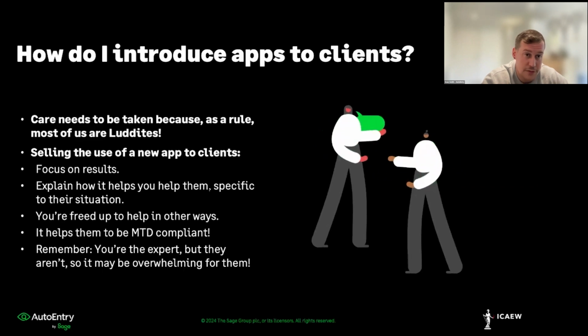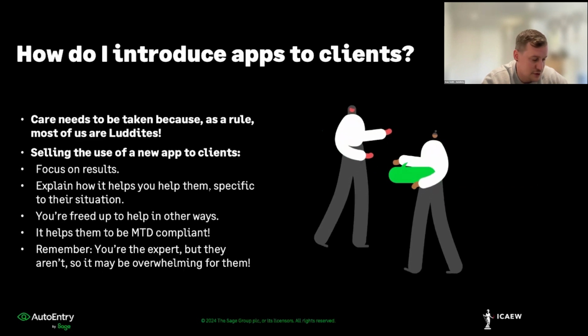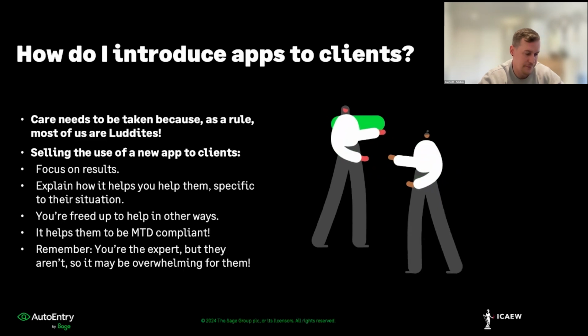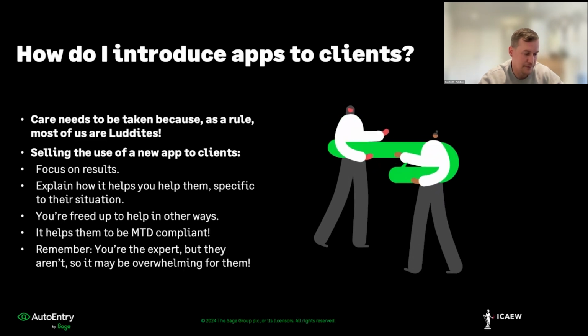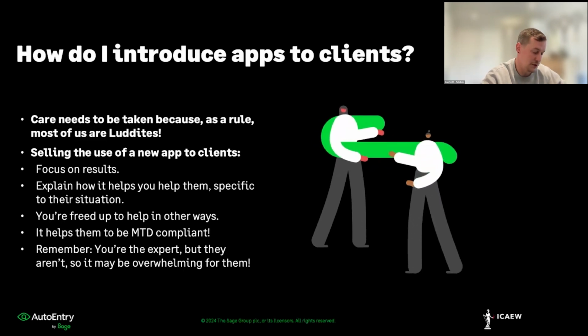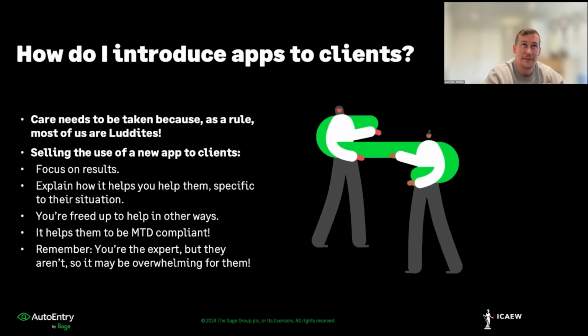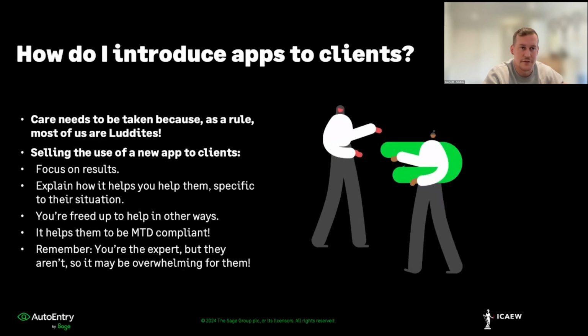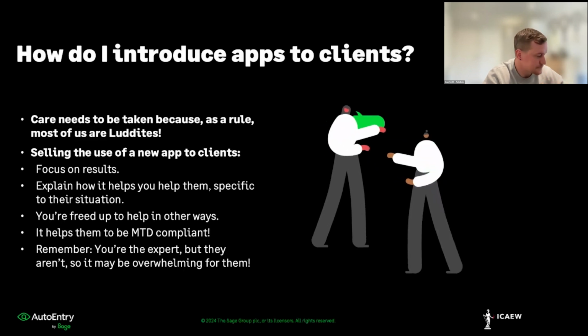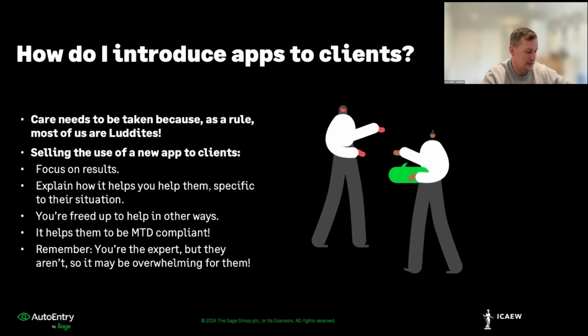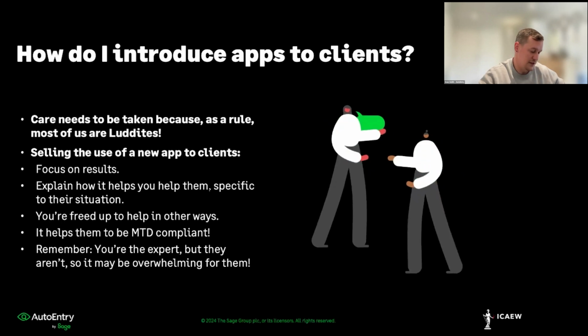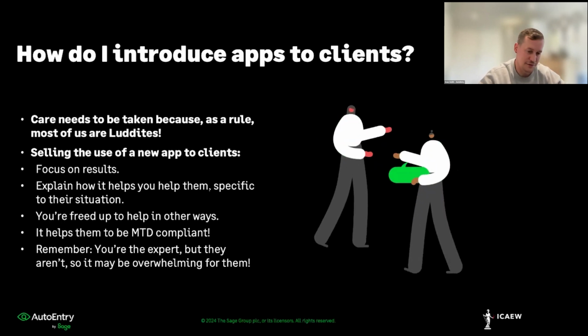Focusing as well on how it helps them and their specific situation. In a lot of these cases, there's the pitfall of saying, well, we want you to use this app because it's useful for us. But that's not a great way to convince someone, because we're all selfish, right? What's in it for me? How's it going to benefit me? And so the conversation should really be, we want you to use this because it will allow us to do more for you.